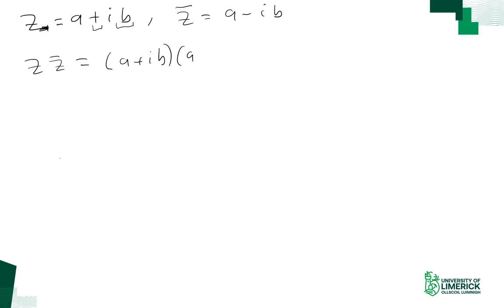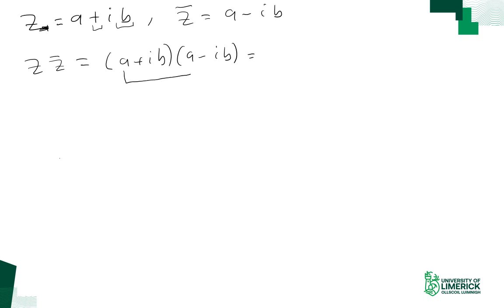Now suppose we have z equal to a plus ib. Then the conjugate of z is obtained by changing the sign of the imaginary part. Here our imaginary part is b, then we change the sign. Since we have plus, we change it to minus, so it will be a minus ib. Let's see what we get when we multiply z and its conjugate. So this is a plus ib times a minus ib.